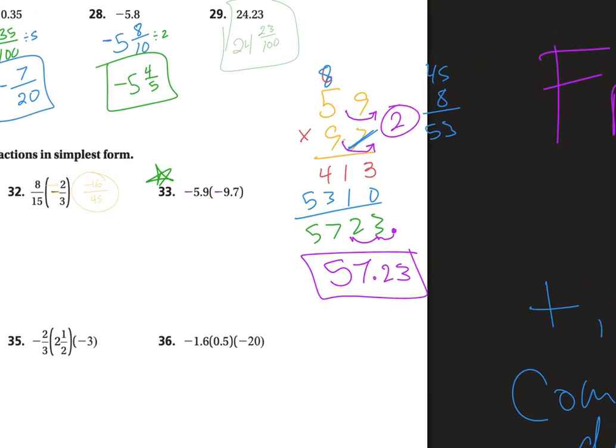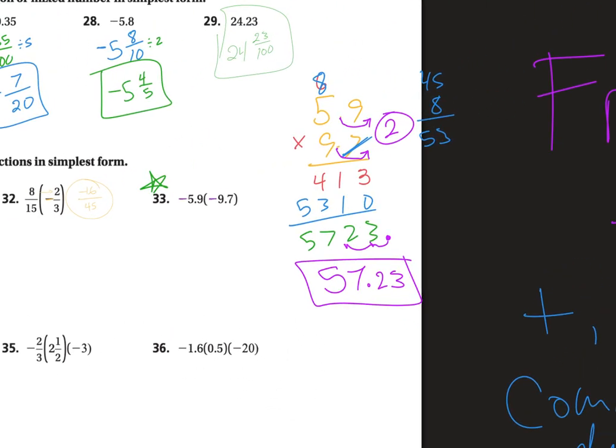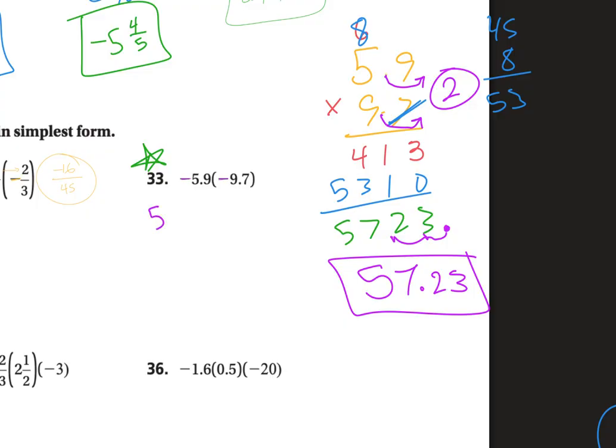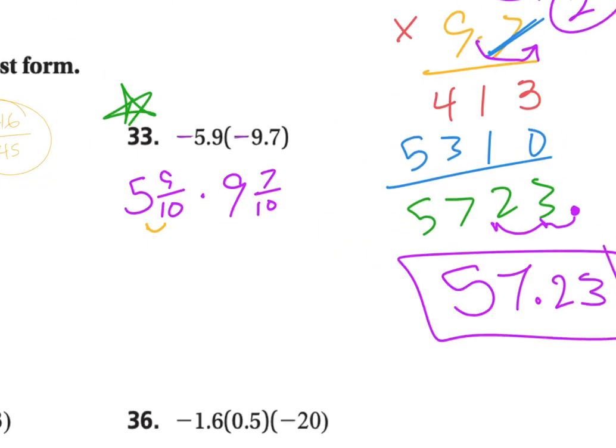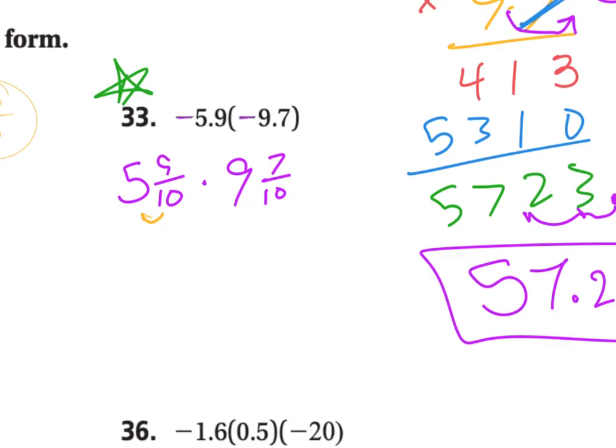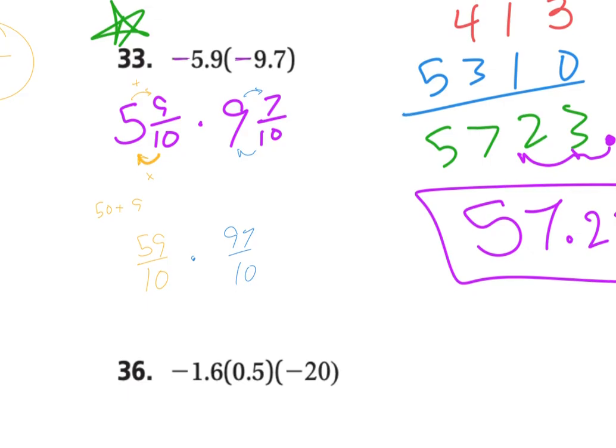But, oh, wait, you wanted to make it a fraction. Okay, so let's do that. 5 and 9/10 times 9 and 7/10. Nothing wrong with that. Except that I don't really recommend you try multiplying a mixed number times a mixed number or a mixed number times a regular number. Anyway, so we're going to multiply 5 times 10 is 50 plus that 9. And we get 59/10. 9 times 10 is 90, plus 7 is 97/10, and we're going to multiply.